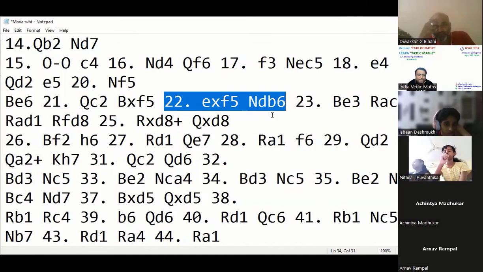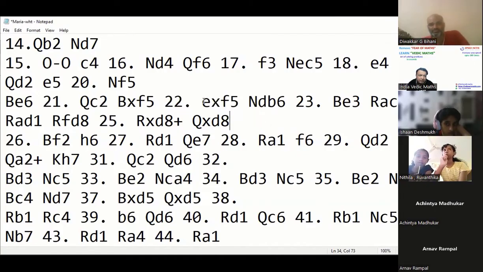Yes, sir. And the 22nd move also I wish to ask. What is it, sir? It means E cross F5. Cross F5, we understood it's captured. What is E? E means the piece which has that E. That piece has captured. It may be a pawn. It can be anything. It can be a queen, because we don't know. So whatever was E, that piece has captured the F5.